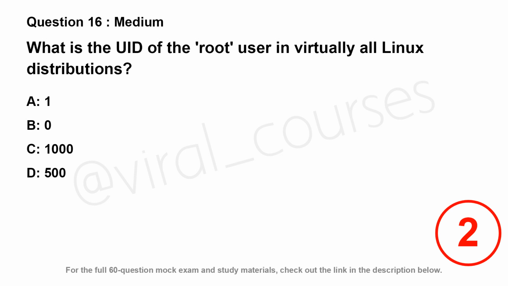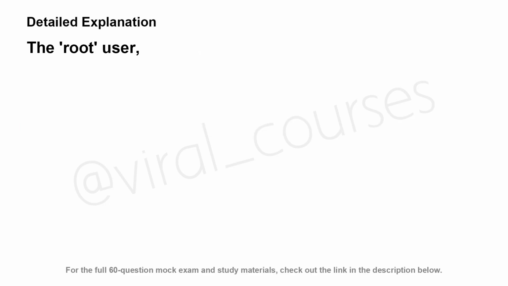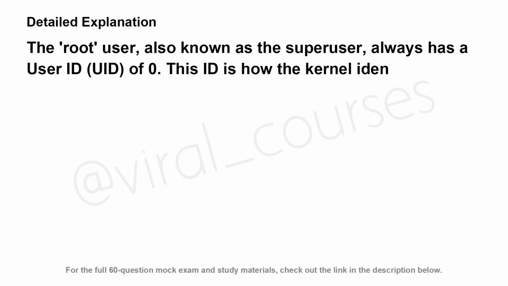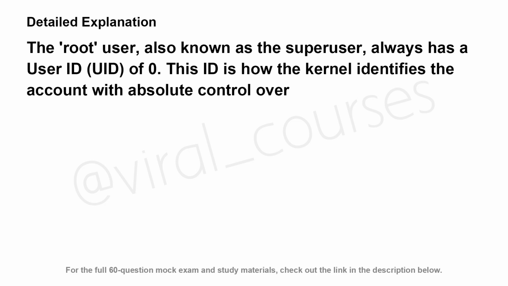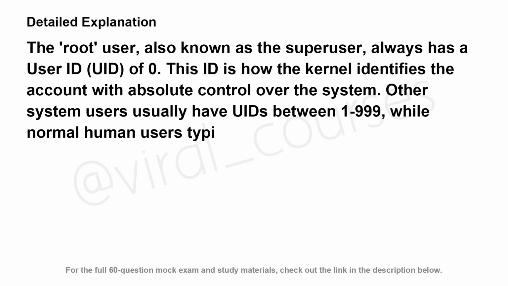The correct answer is B. The root user, also known as the superuser, always has a user ID, UID, of 0. This ID is how the kernel identifies the account with absolute control over the system. Other system users usually have UIDs between 1 and 999, while normal human users typically start at 1000.